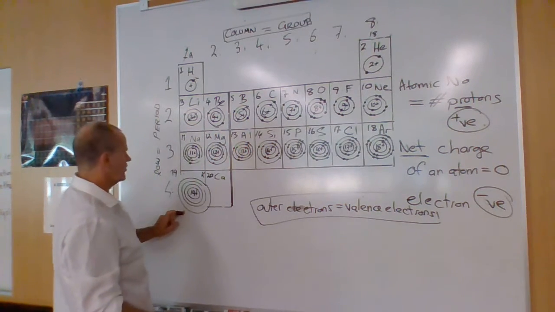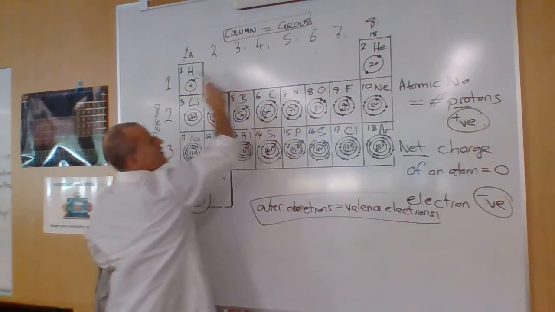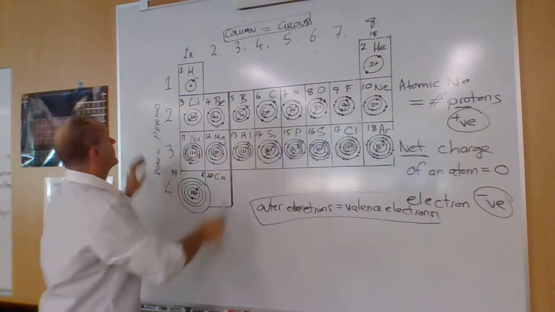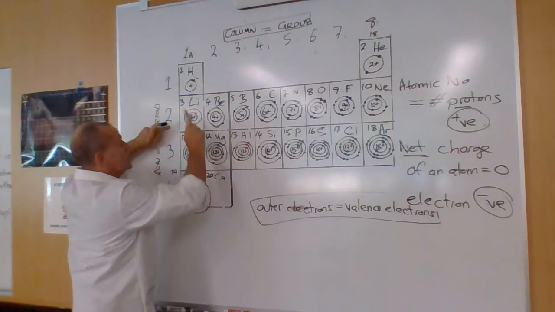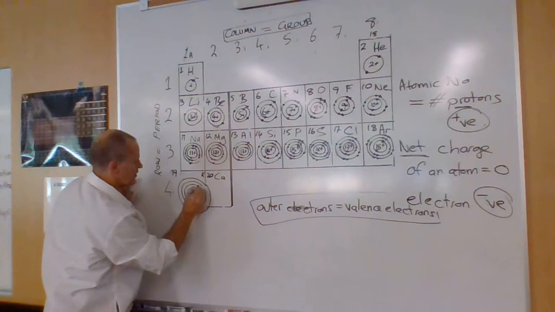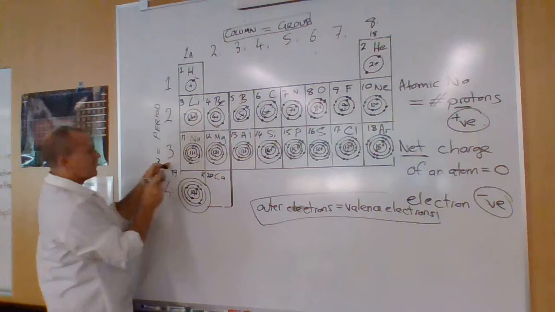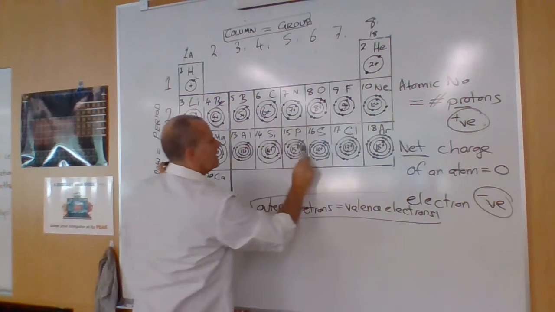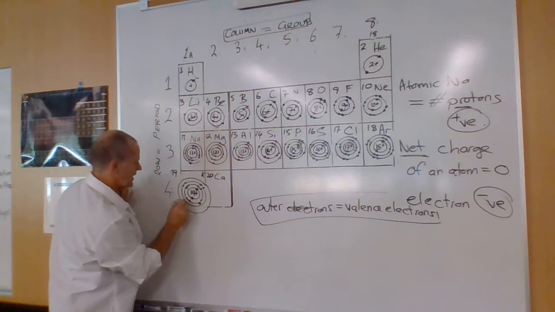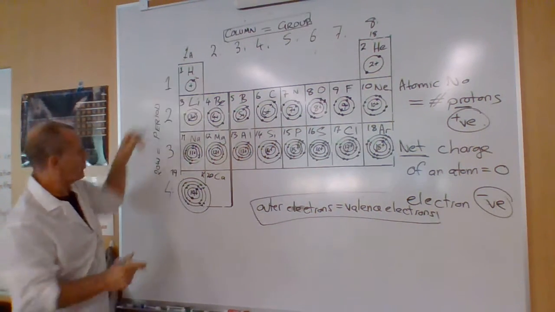So here we are with potassium. First period, 1, 2. So it's got 2 in the first energy level. Second period, second energy level, 8 in that. I'm drawing them in pairs again. Third period, 8. And the fourth period, it's got 1.